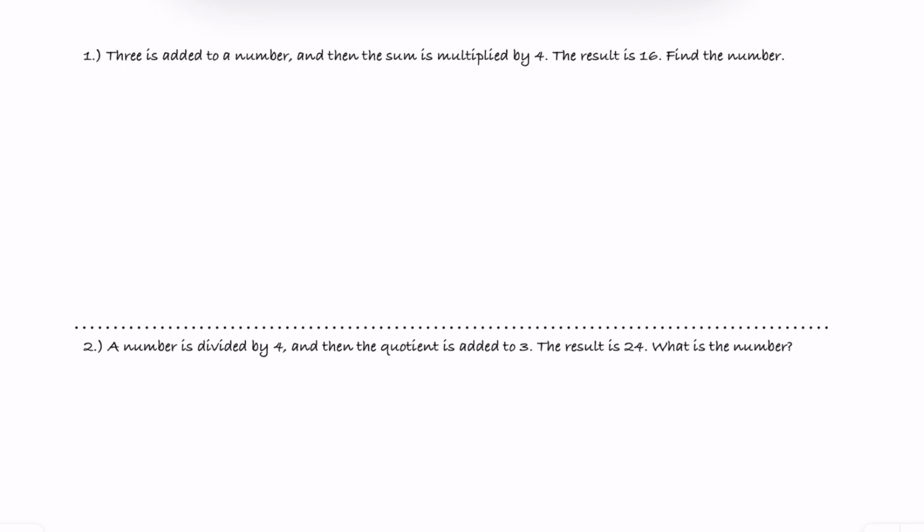Question 1. 3 is added to a number, and then the sum is multiplied by 4. The result is 16. Find the number. Okay, let's take this step by step. 3 is added to a number, so 3 plus x, and that sum is multiplied by 4. So this entire thing, that sum, is multiplied by 4. And the result, they said, was 16.